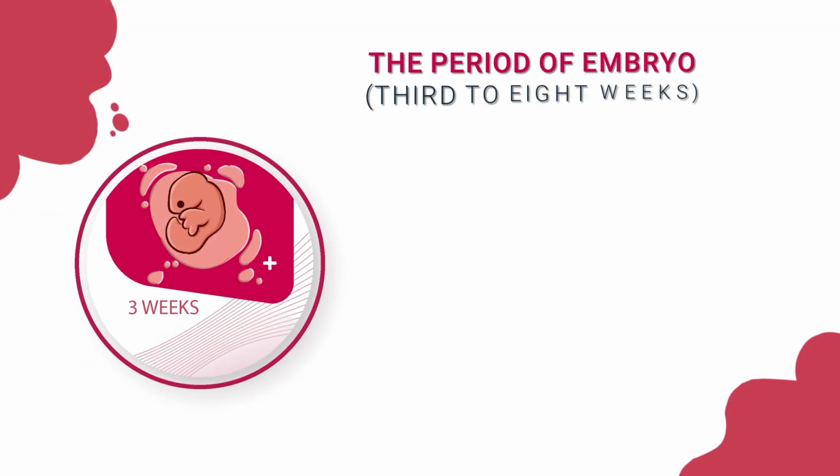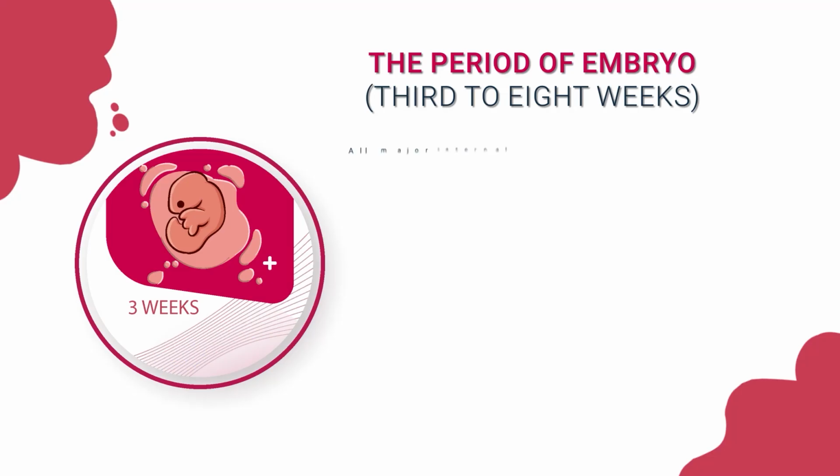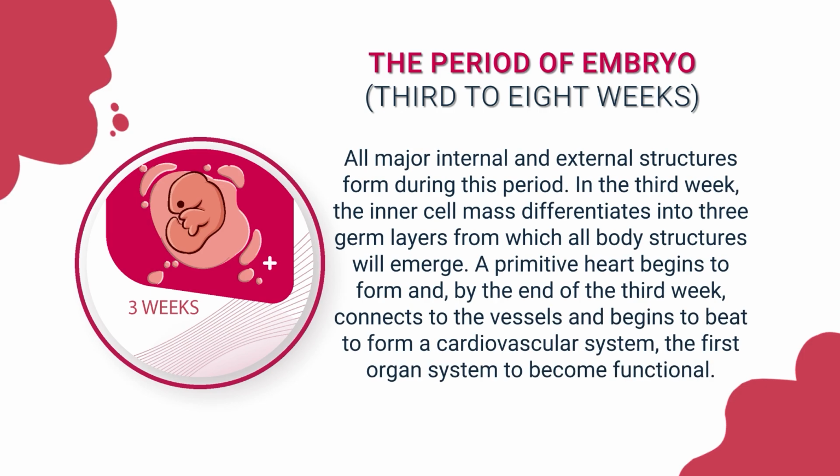Now we have the period of the embryo, that is the 3rd to the 8th week of conception. What happens during the 3rd to 8th weeks of conception? All major internal and external structures form during this period. That means the outline of the embryo and whatever is inside the embryo starts forming within the 3rd to the 8th weeks.